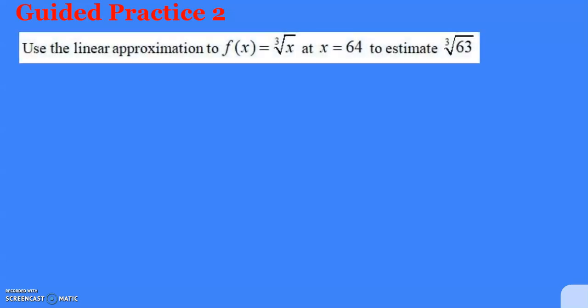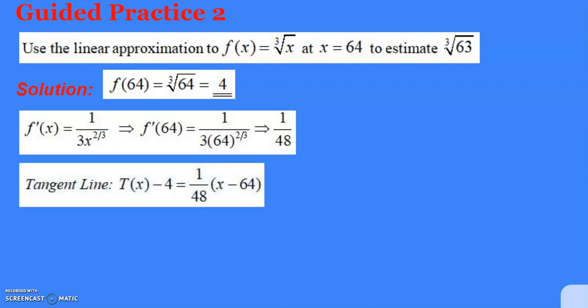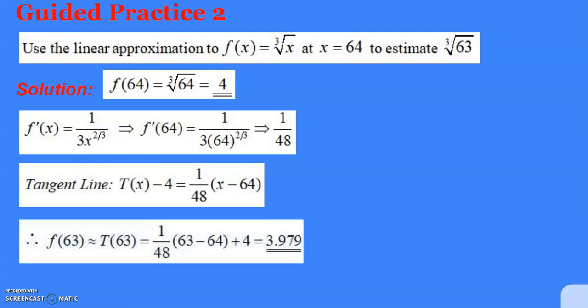Our second guided practice has to do with a cube root function, more like an application. Instead of evaluating the cube root directly, we're using the tangent line equation to evaluate the cube root of 63. So we take our derivative and then substitute 64 into the derivative, which gives us 1/48. And then we write a tangent line equation. Then we evaluate the function at 63 using the tangent line equation, which gives us 3.979.